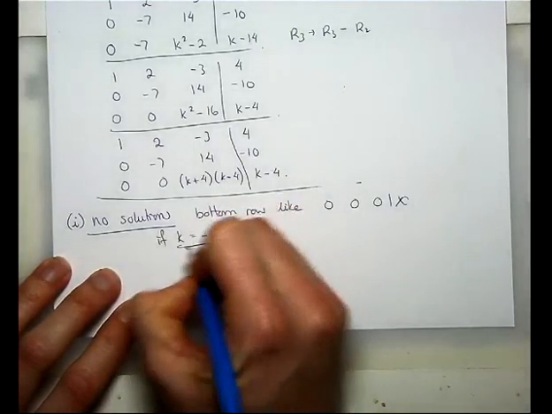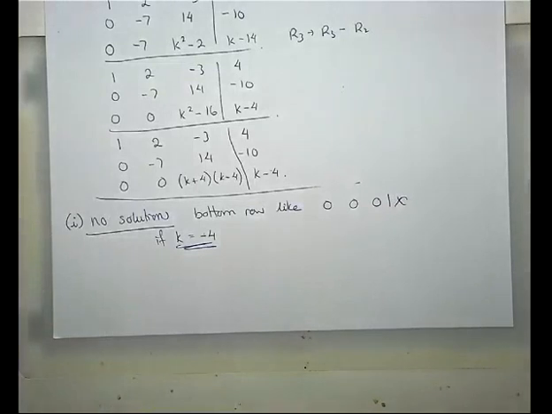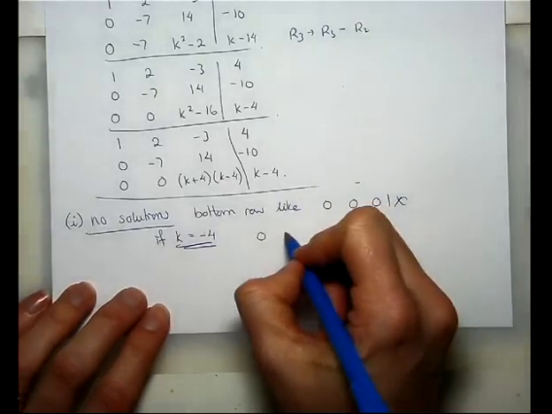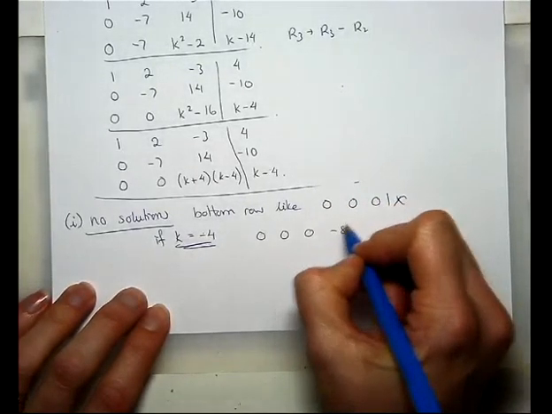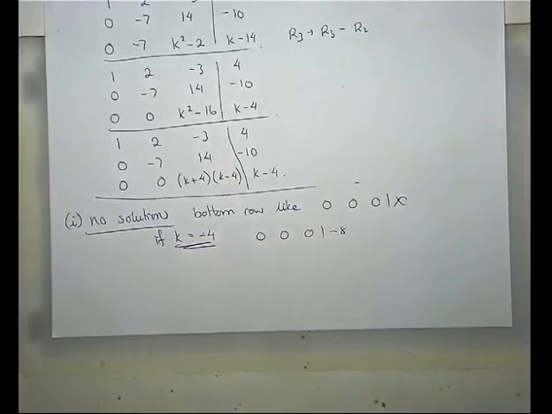K equals minus 4. That's when it happens. Okay, because then you'll get 0, 0, 0, and minus 8. And that's when it's inconsistent.